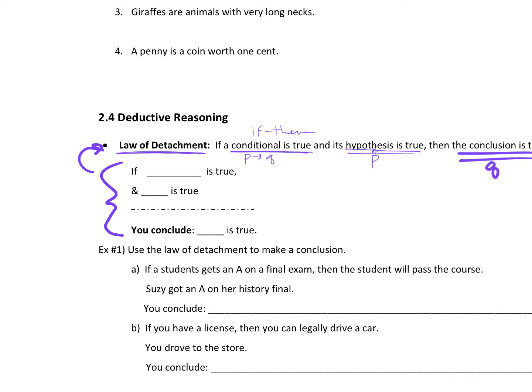Here it is. If your if P then Q statement is true, and then they tell you that the P portion is true, you will make the conclusion that the Q portion is true. Now that maybe sounds a little confusing because we're talking in letters, but let me show you in words and in statements, and I think it'll make more sense.